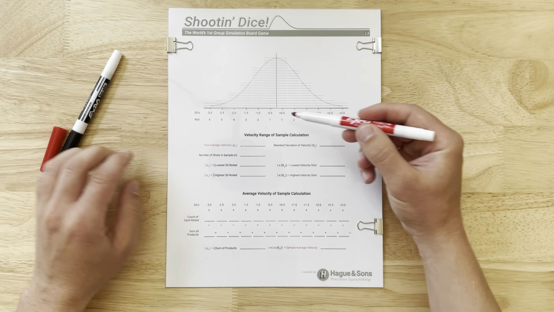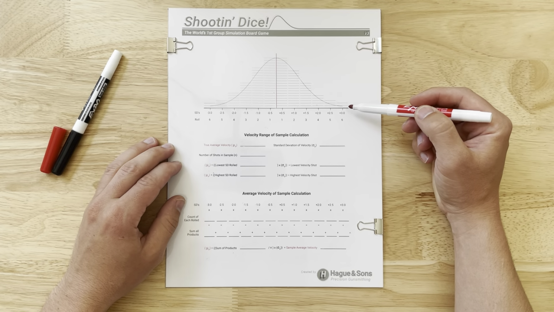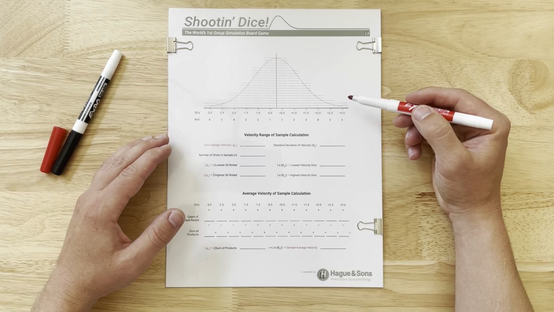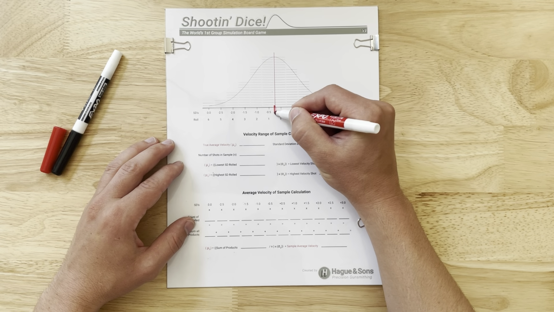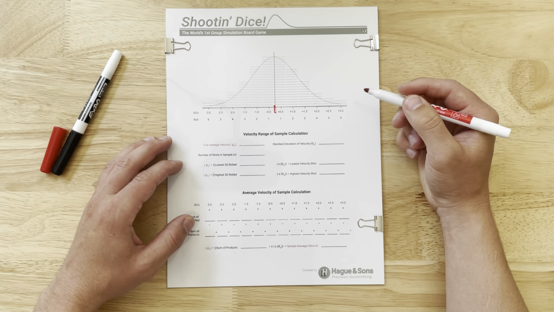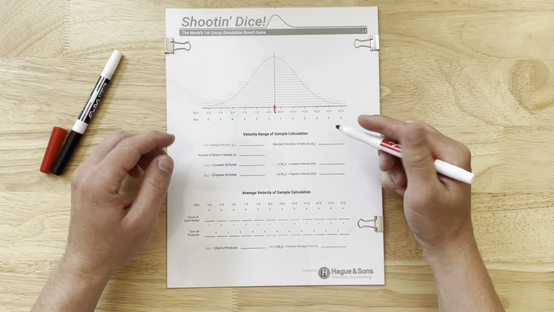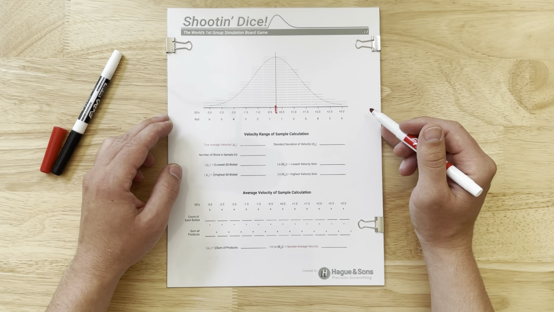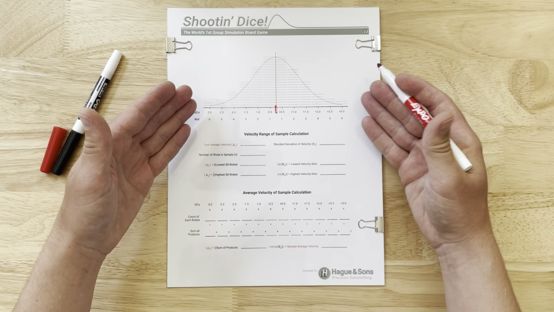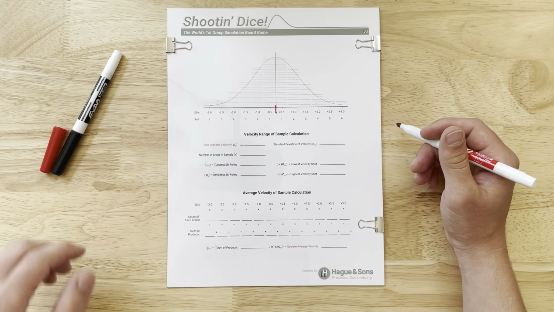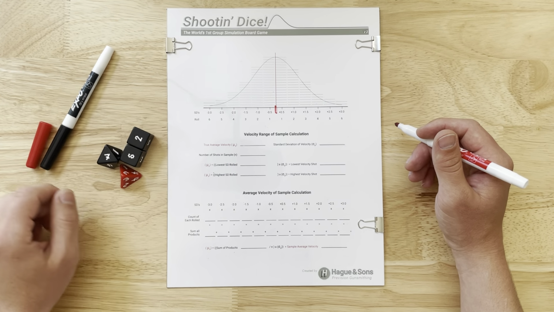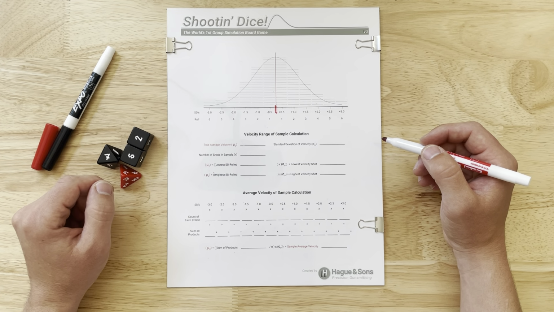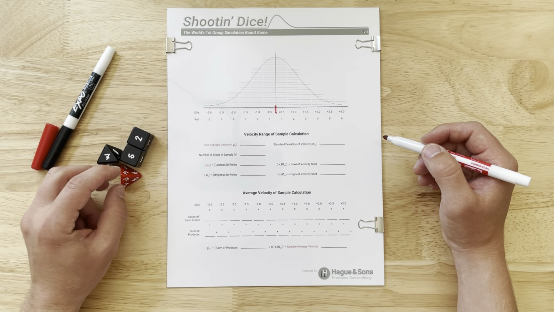Muzzle velocity follows a normal distribution, a bell curve. This curve represents the probability of an occurrence. It is centered on the average velocity, and the spread is defined by the standard deviation. The larger the standard deviation, the larger the extreme spread from high to low. With dice, we can simulate this very closely. Every roll of the dice is like firing a shot over the chronograph.